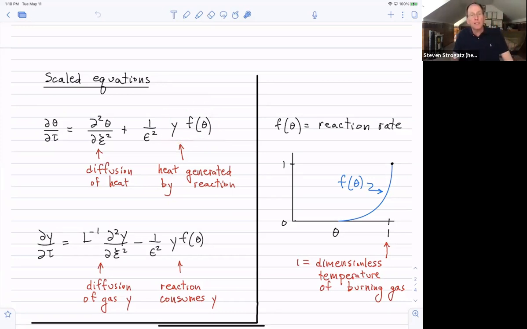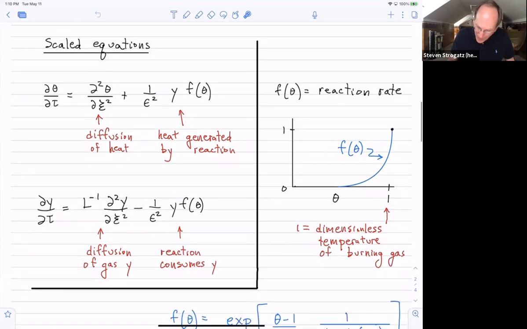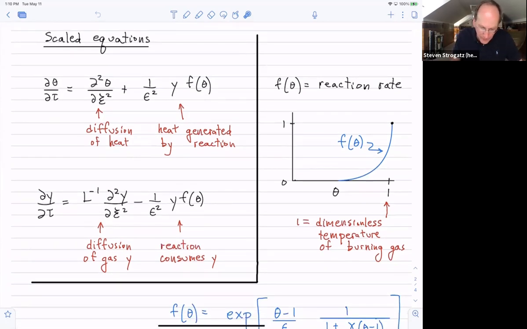Now we should talk about the F of theta because that's where all the nonlinearities are. So the F of theta has to do with this chemical reaction that causes the burning, or maybe I should say the reaction rate. I mean, the rate of reaction is dependent on the temperature, theta, where things have been scaled so that a theta of one corresponds to the dimensionless temperature at which the gas would ignite. And so there's essentially no reaction happening at low temperature. It's only when you reach ignition that the reaction happens.